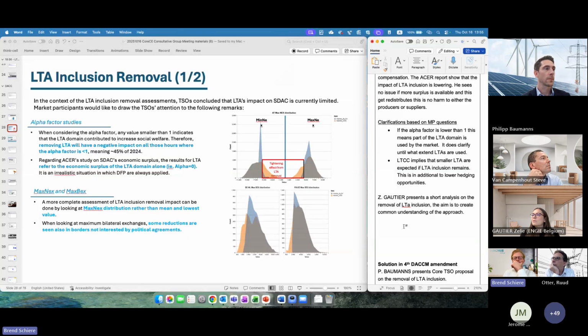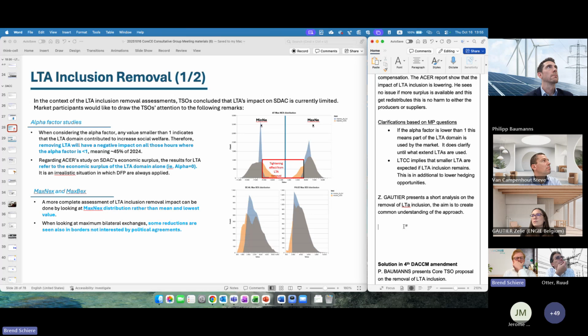But for us, it was important to stress the fact that an alpha factor below 1 means that it's socially optimal to have this LTA inside Stack. So again, the impact and the exact amount of capacity might be questionable, but it's sure that it's socially optimal to have the LTA when the alpha factor is less than 1. And we saw from the figures before that this situation where the alpha factor is below 1 occurs around 50% of the hours in 2024.